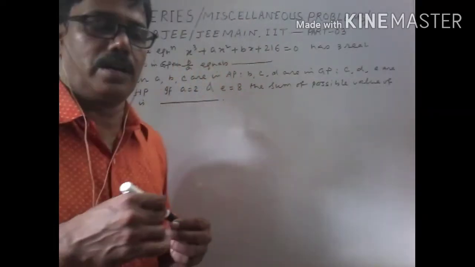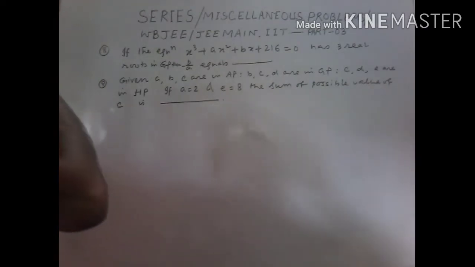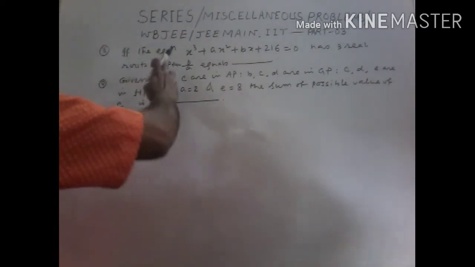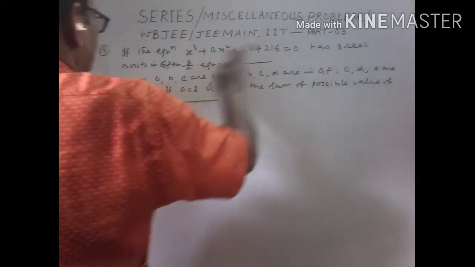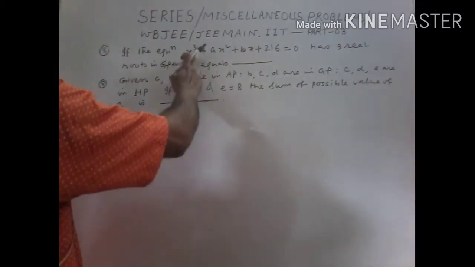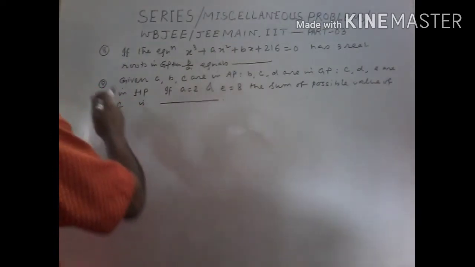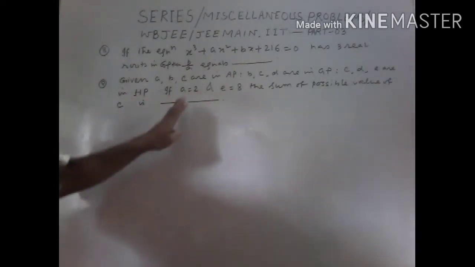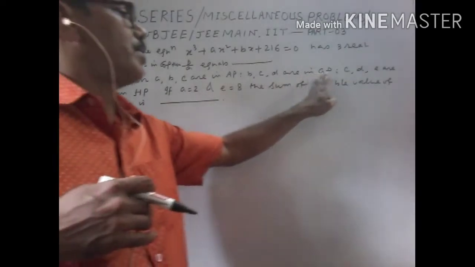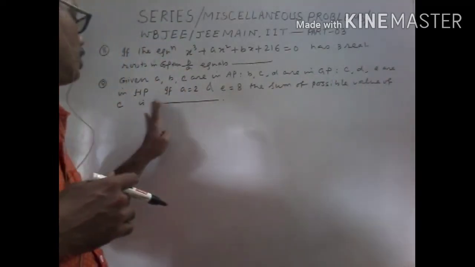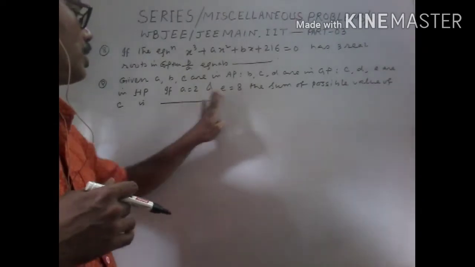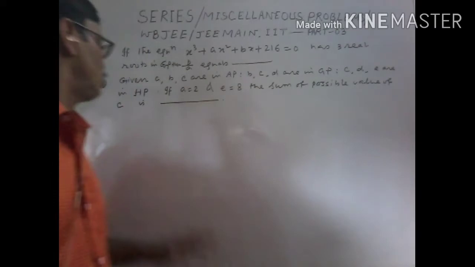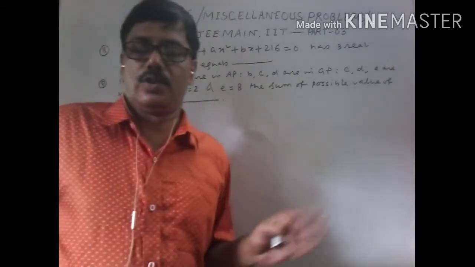Now we consider these two problems. The equation has 3 real roots in GP, then find B by A. ABC are in AP, BCD are in GP, CDE are in HP. A equals 2, E equals 8. Then the sum of all possible values of C is to be determined.